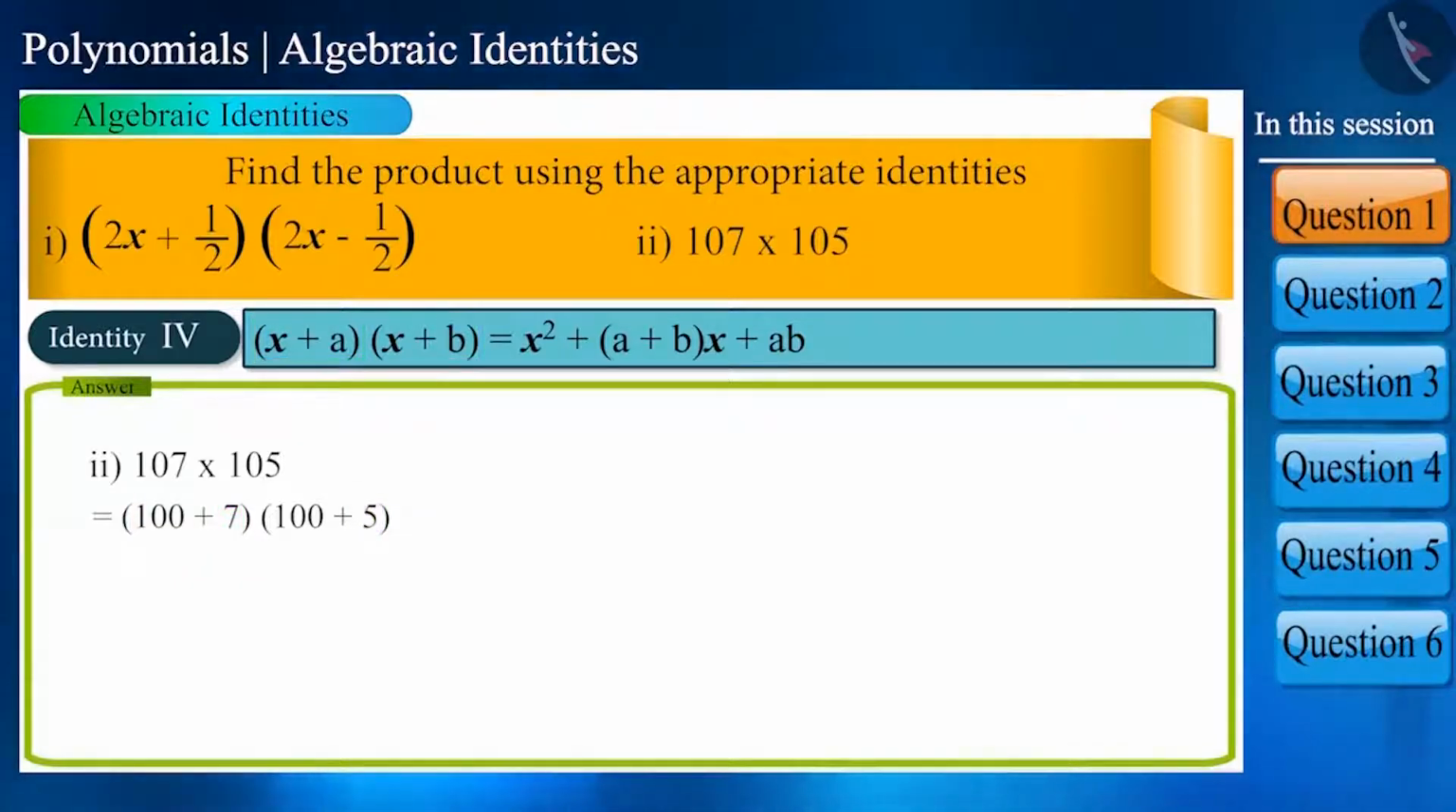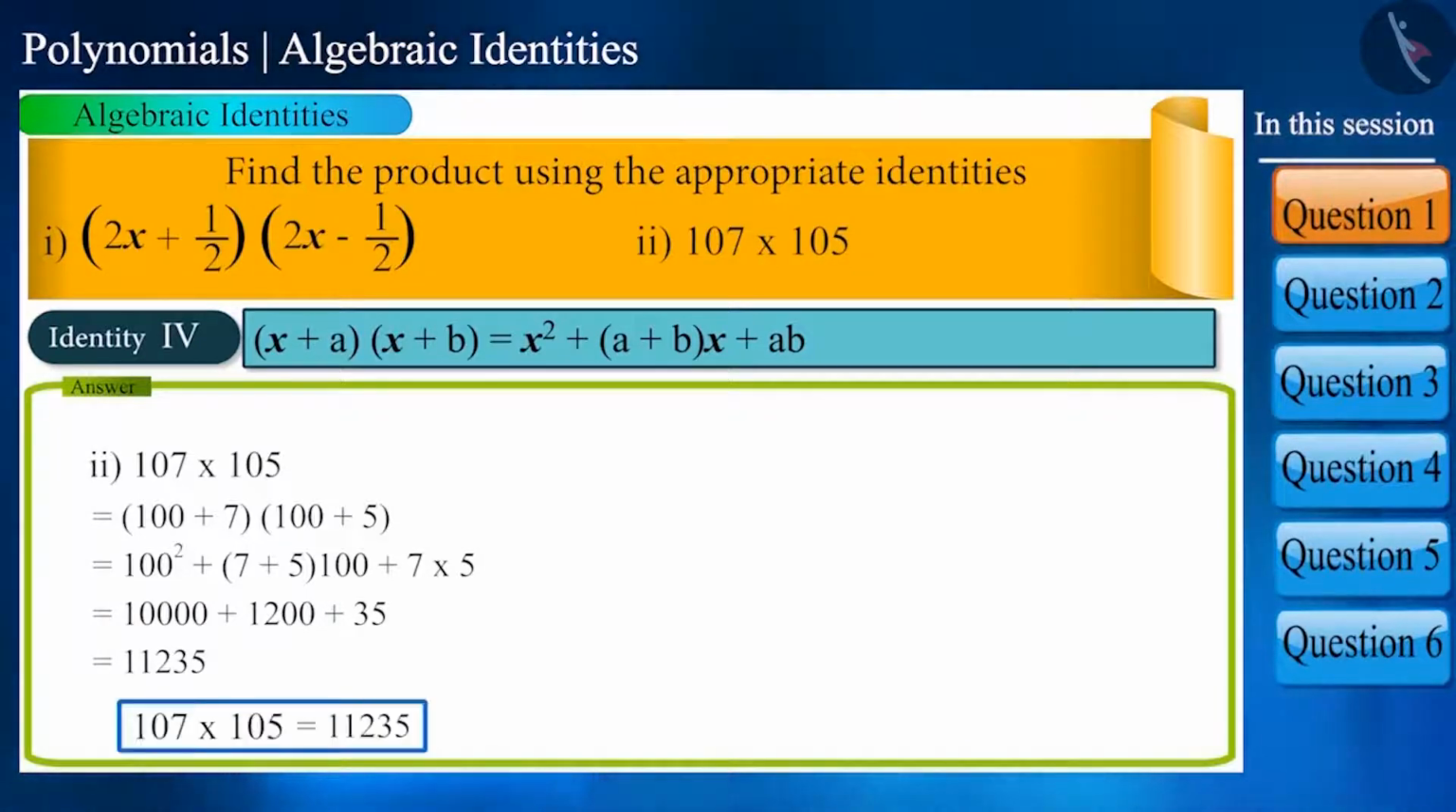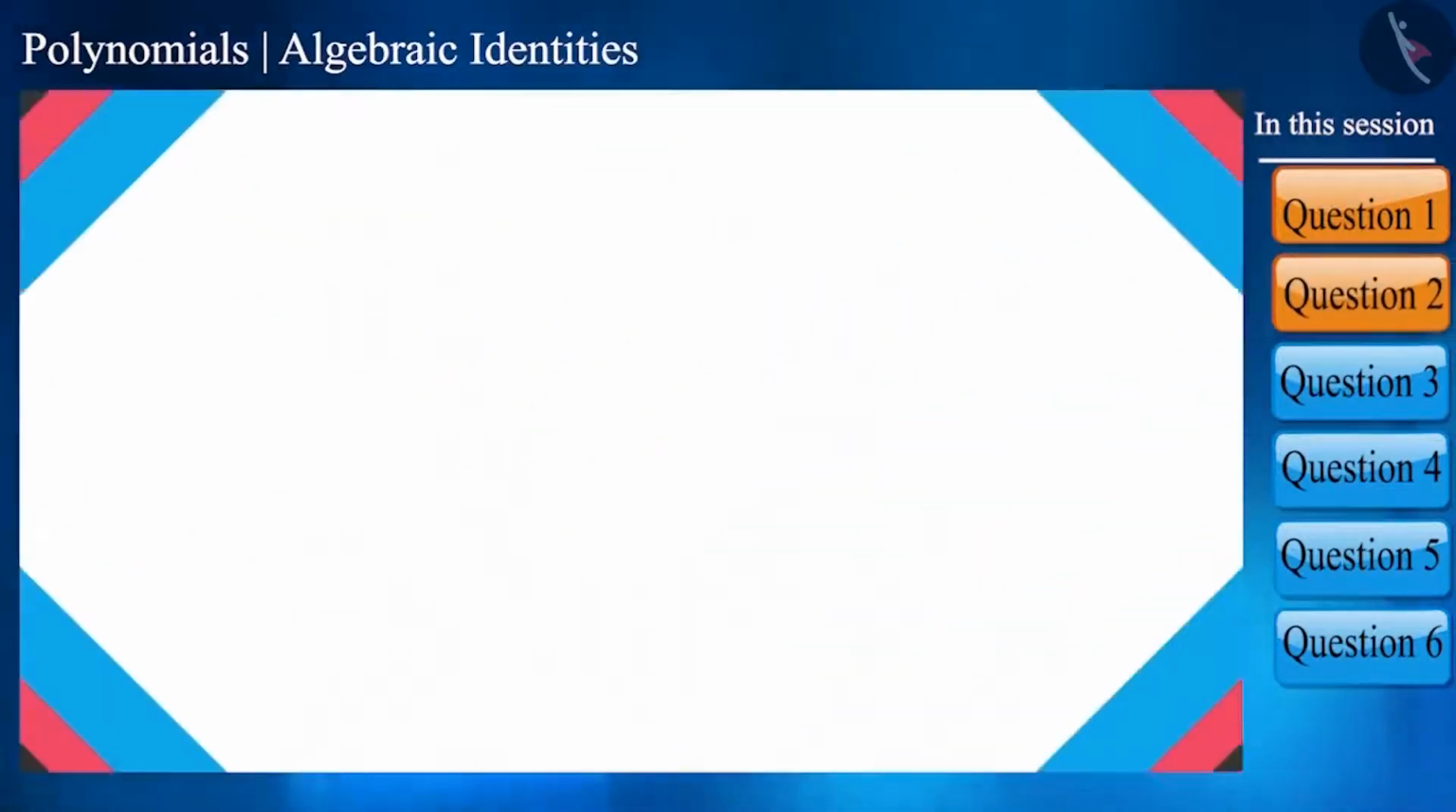So 107 multiplied by 105 would be 100 square plus 7 plus 5 multiplied by 100 plus 7 multiplied by 5, which becomes 10,000 plus 1,200 plus 35. That is in total 11,235. Let's move to the next question.